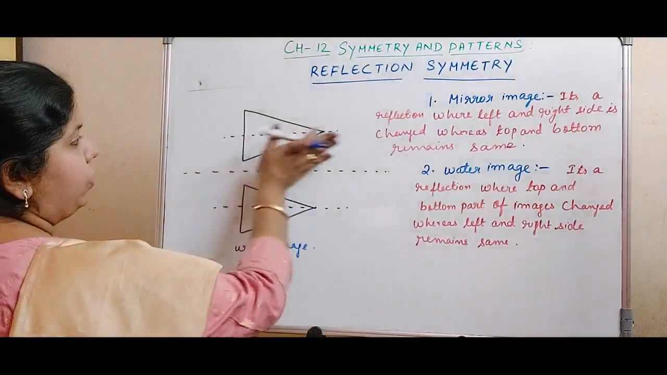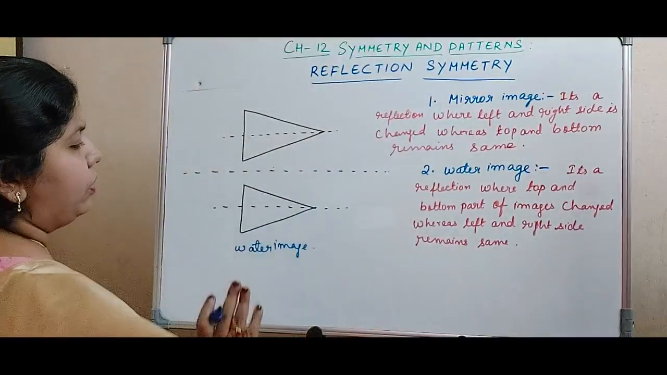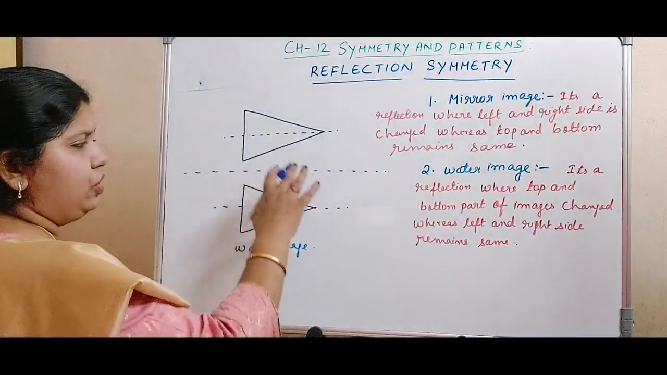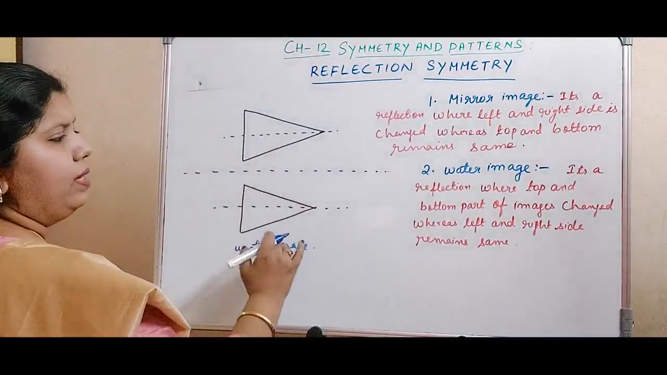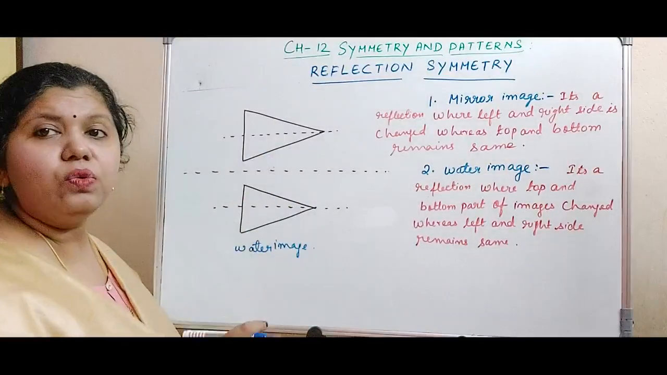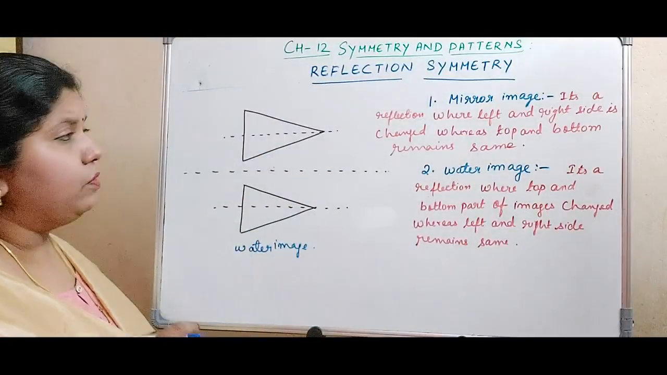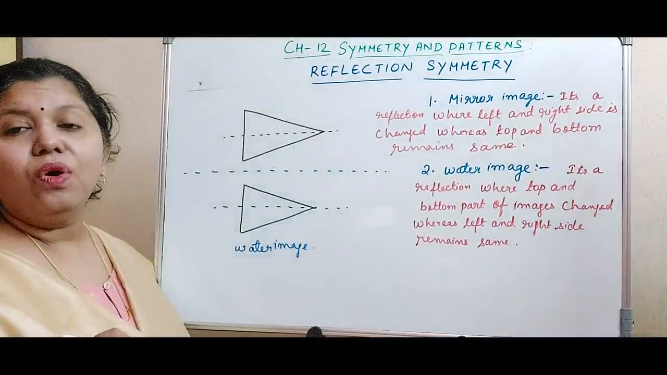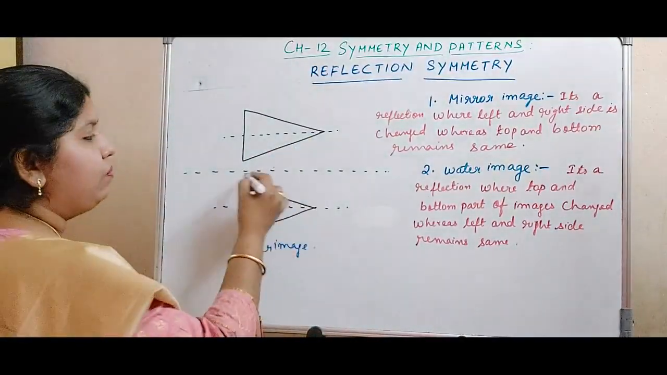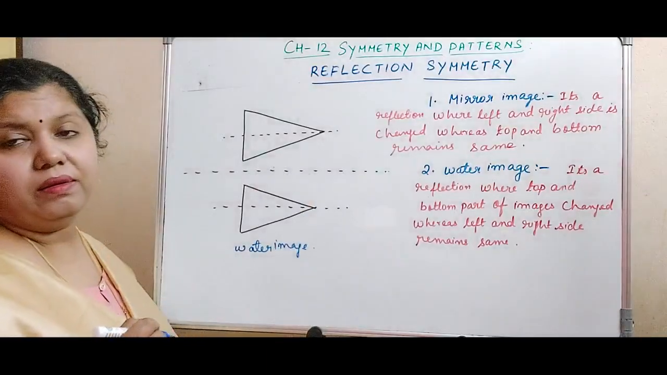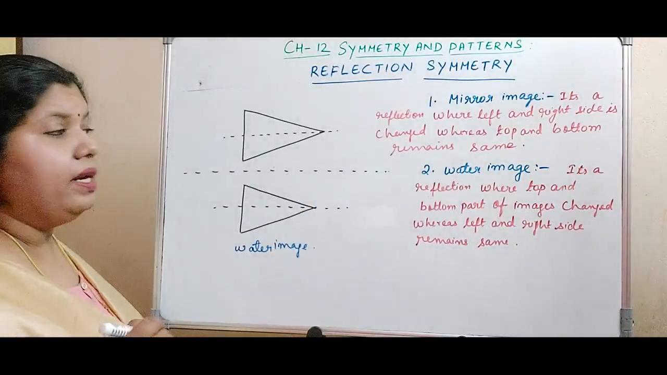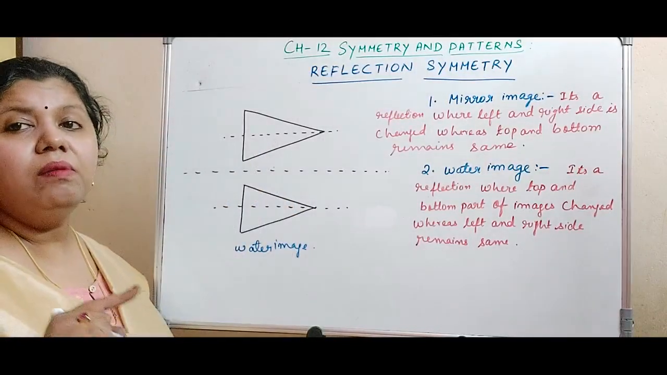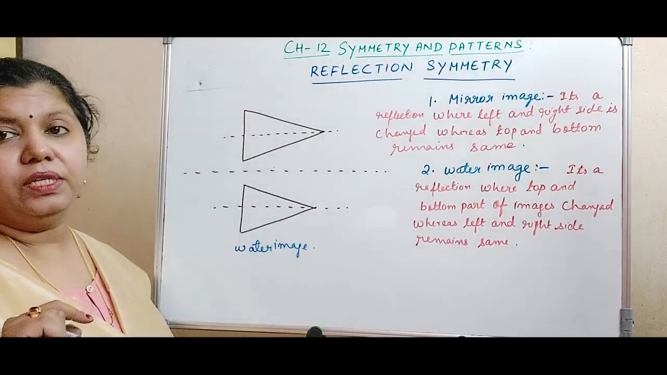This figure is also pointing towards the right. See, this shape is actually looking the same in all respects. Why is it looking the same in all respects? Because the line of symmetry is also horizontal, which is matching with the position of the mirror. So we are getting a water image here, but in the previous case we got a mirror image.